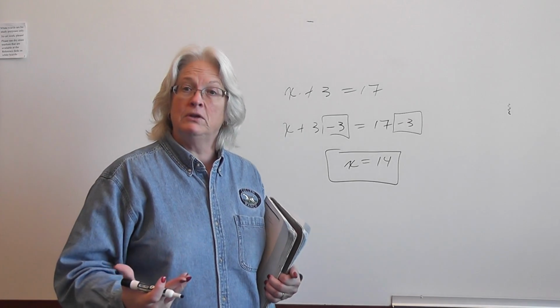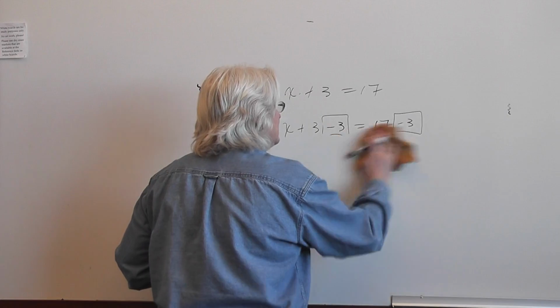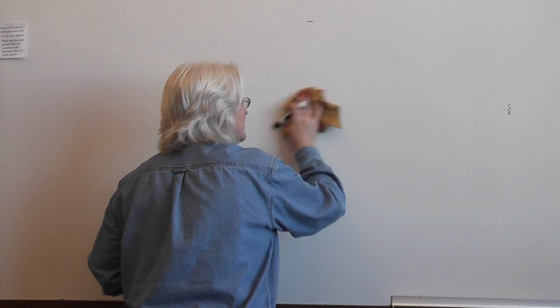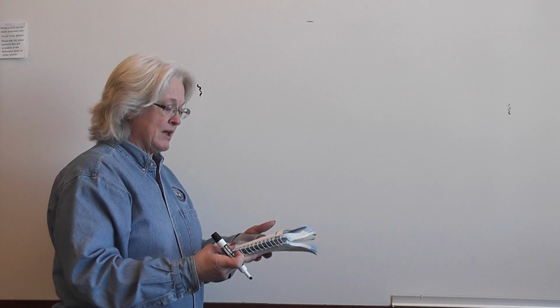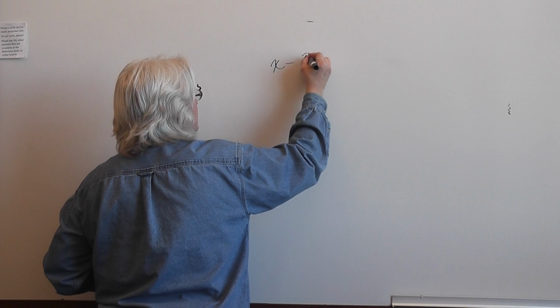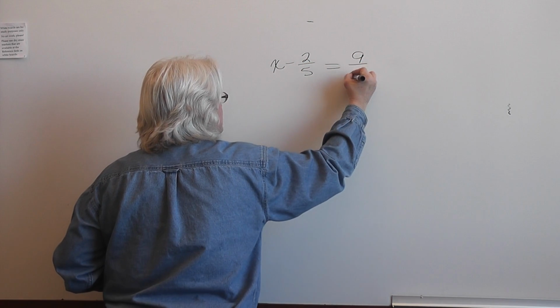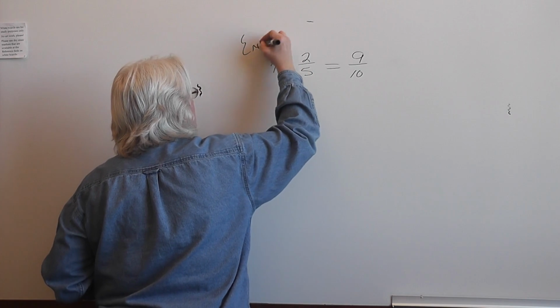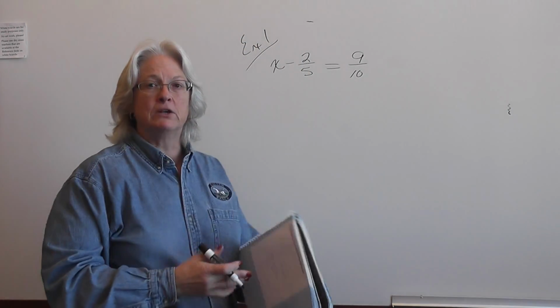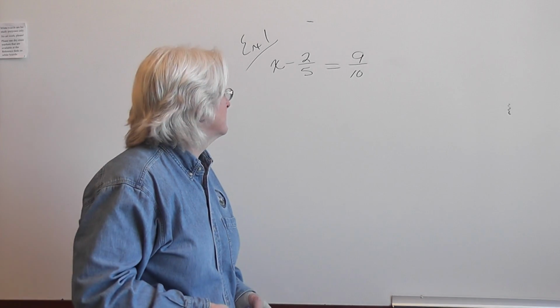And that's all we're going to be doing today, is that instead of using integers, we are going to be dealing with rational numbers, or with fractions. So let's say that we have x minus 2/5 is equal to 9/10. And this is actually example number 1. And I believe this is found on page 200. It's on page 200 in your book.